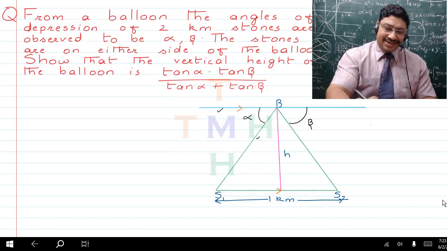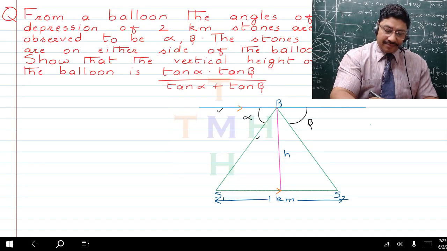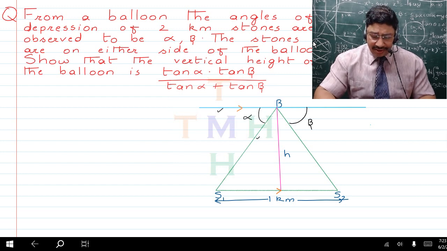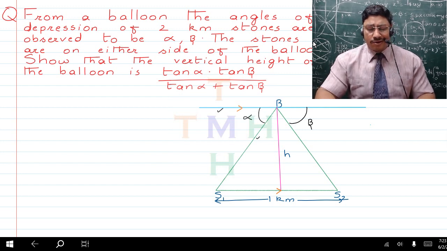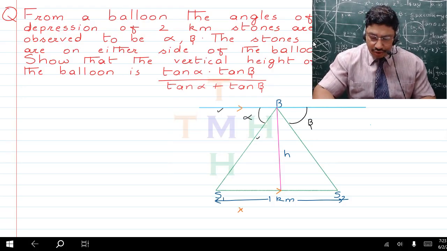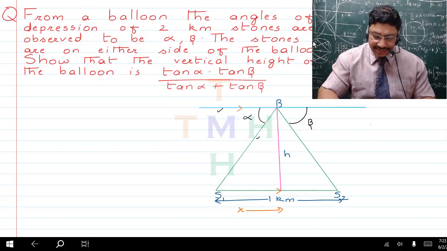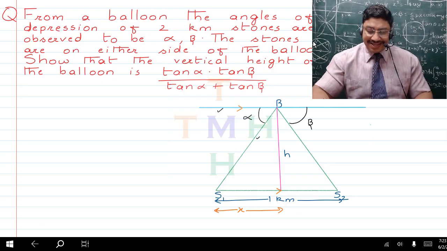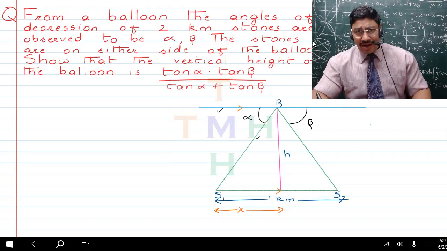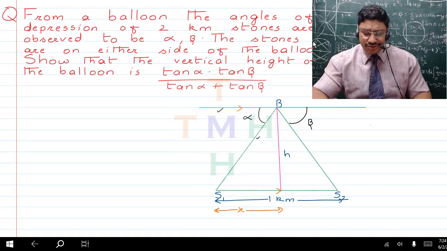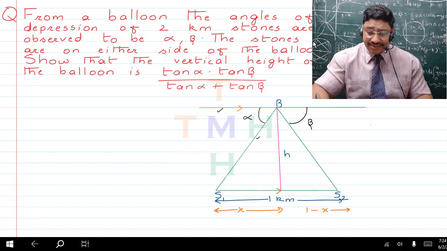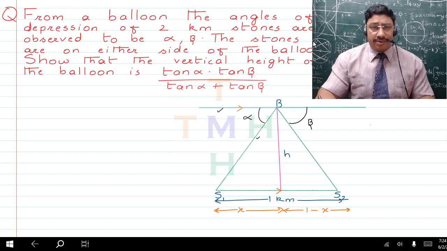Now children, there's another assumption that you require to do, that is, let's consider that the distance of the first kilometer stone S1 from the foot of the perpendicular drawn from the balloon is, say, x. That means if we talk about this distance, let's consider it to be x, obviously, as the other distance is the one which can be subtracted from 1, the value x. So the rest of the distance can be written as 1 minus x if we consider the distances to be all in terms of kilometers, right?